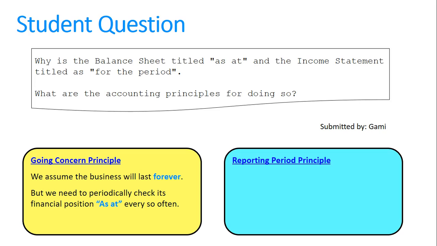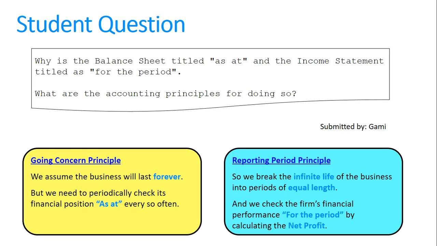We need to balance it out with the reporting period principle. So we'll break this infinite or forever lifetime of the business into periods of equal length. Now, these can't be any longer than 12 months. And we'll check the firm's financial performance for the period by calculating the net profit, and that will change our owner's equity for the end of the period. So we have a nice balance between as at, a snapshot as of today, and for the period, looking at how something changed over a month, 3 months, 6 months, 12 months, whatever your reporting period might be.